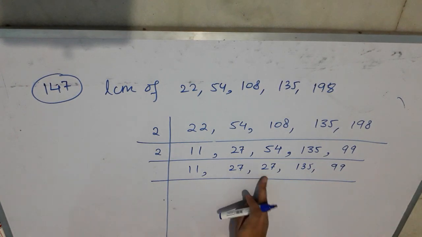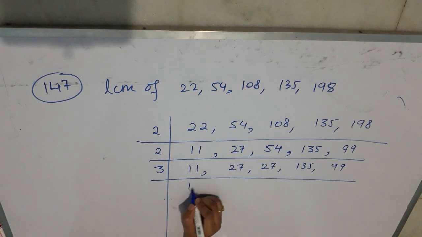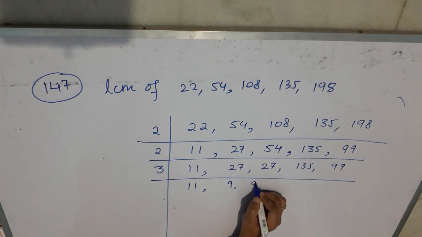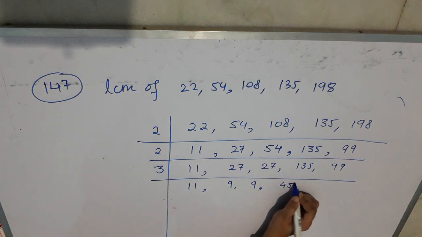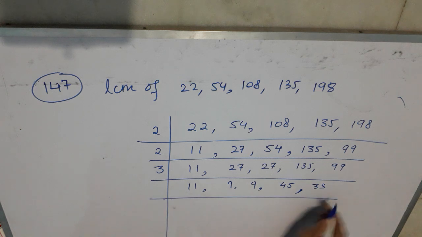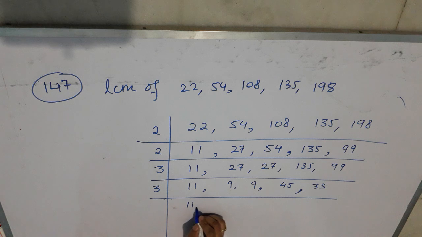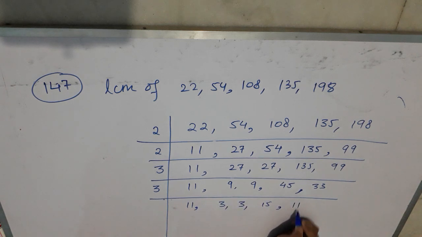Now you can see there are so many numbers which can be divided by 3. So let's take 3: 11, 9, 9, 45, 3 threes are 9, 33. Again there are so many numbers which can be divided by 3. So let's take 3 again, which is 11, 3, 3, 15 and 11. Again you are seeing 3 here, so let's take 3 again: 11, 1, 1, 5, 11.